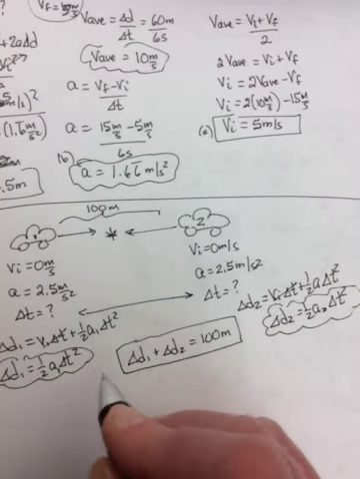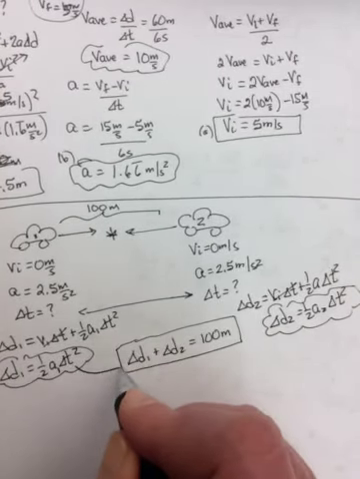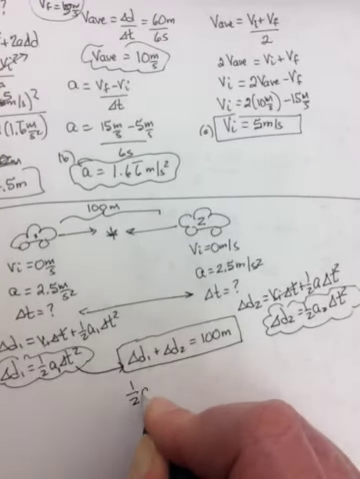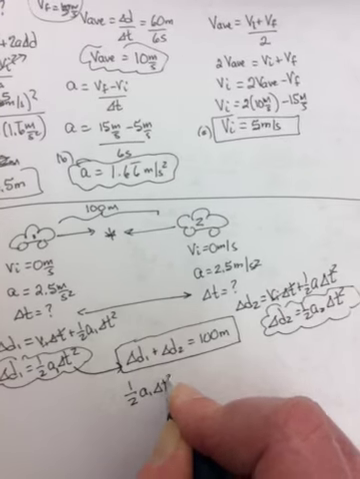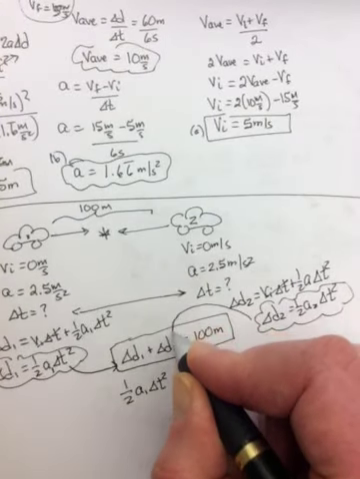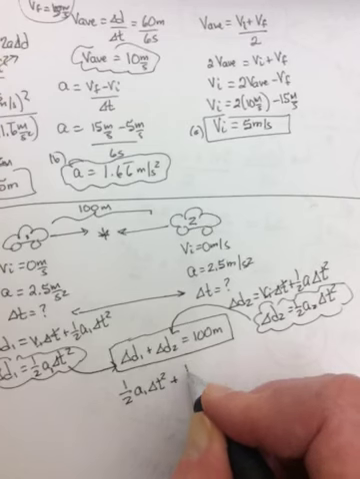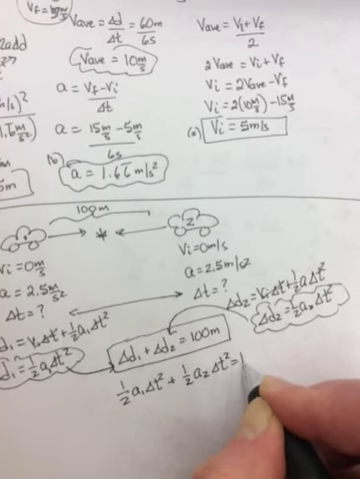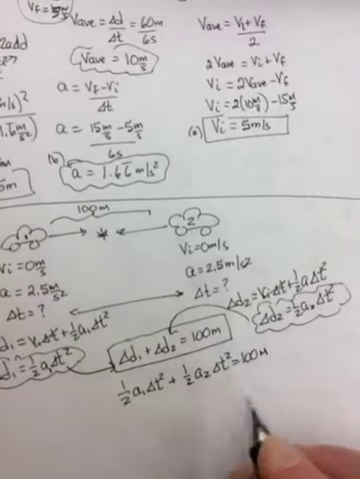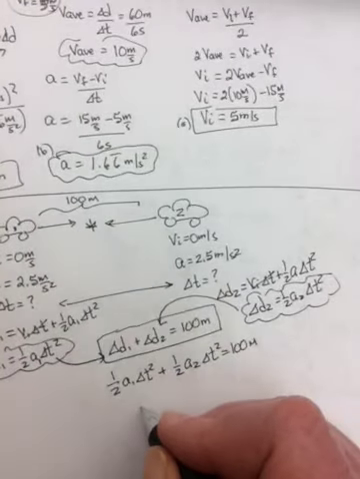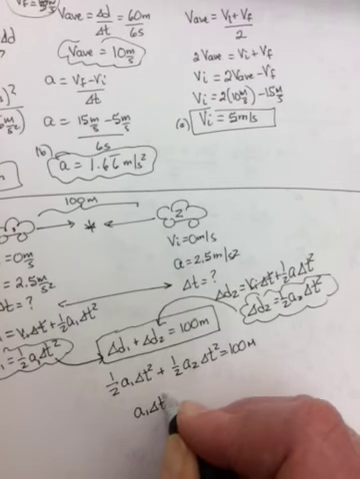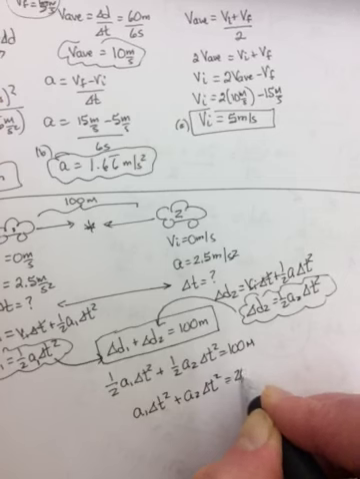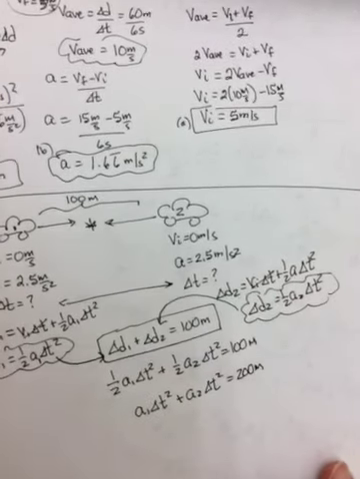So just like in math, when you're doing like X and Y, I'm going to sub in where my D1 is, I'm going to sub in 1/2 A1 delta T squared. And where my D2 is, I'm going to sub in plus 1/2 A2 delta T squared is equal to 100 meters. Some of you might want to get rid of the 1/2, and if you do, then it would be A1 T squared plus A2 T squared is equal to 200 meters. So I just multiplied everything by 2.